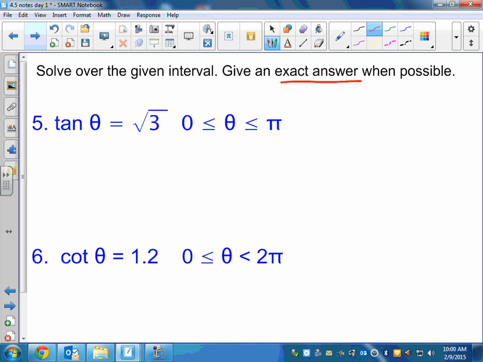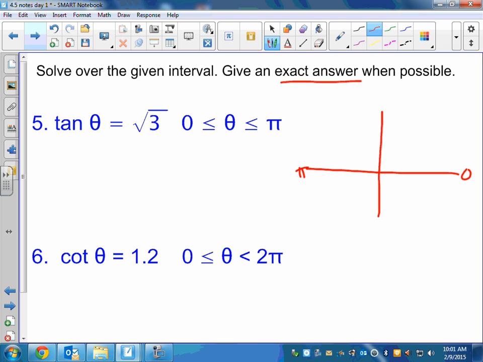So the question is, tangent theta equals square root of 3. Could we get that from our unit circle? I think we could. So here we go. This one's no calculator. 0 to pi. Which quadrants from 0 to pi have a positive tangent? Quadrant 1 only, right? Which means although they told me that I could give answers from 0 to pi, tangent is negative over here, which means you got to give me an answer from quadrant 1.